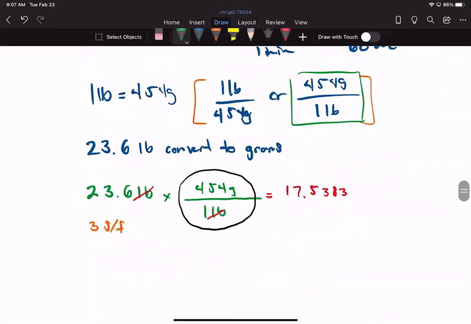So the 454 grams over 1 pound is a conversion factor, and I'm not going to consider either one of those, or else my answer would simply be, what is it, 20? And I'm not going to round it to 20, right? So we need 3 significant figures from our measurement, and our answer becomes 17.5 grams. 3 significant figures. We don't count conversion factors or definitions towards our significant figures.